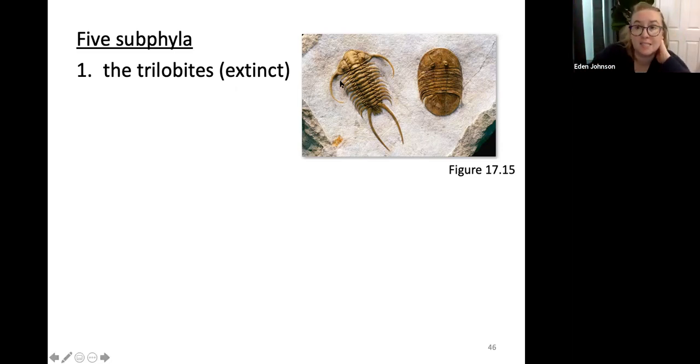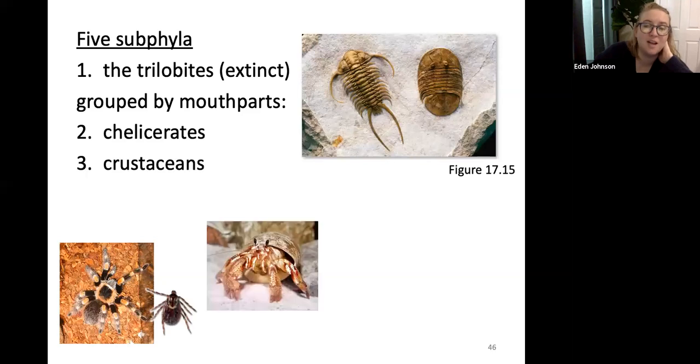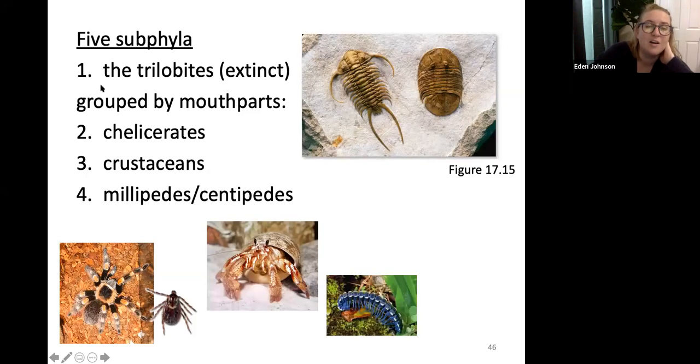Trilobites, these are extinct marine organisms. They are grouped by their mouth parts. So you have, trilobites are not grouped by their mouth parts. Here, we are talking about all of those 5 subphyla.